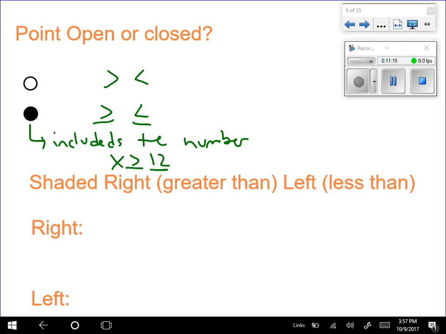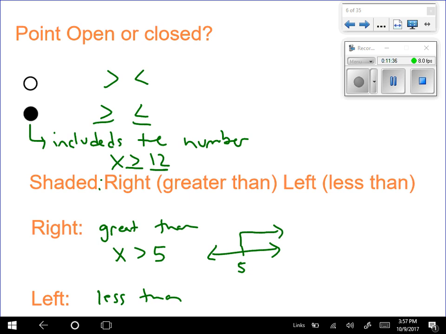And then when we're talking about, okay, which way do we shade it? Do we shade it right? We're talking about greater than in that case. Are we shaded left? We're talking about less than in that case. Okay, so for example, if we have greater than 5, we will typically be shading to the right of 5, because if you notice, our arrow is going that direction, but all of the numbers to the right of this on the number line would be bigger than 5. Same with less than. If we had x is less than 5, we're going to be shading to the left because that is where we would find numbers less than.